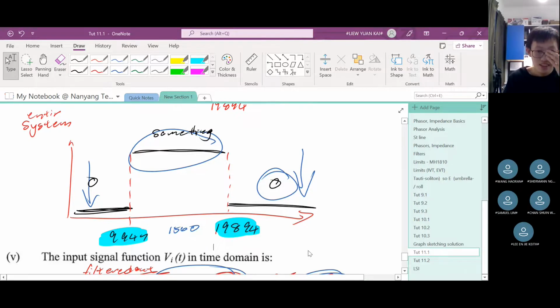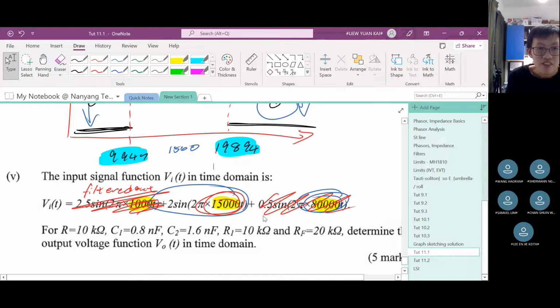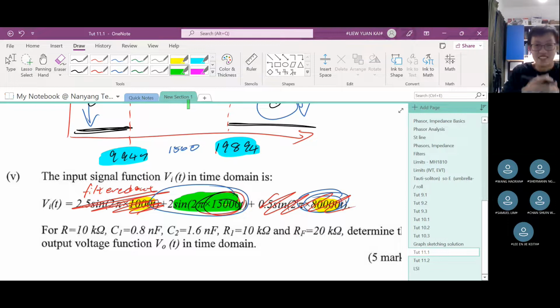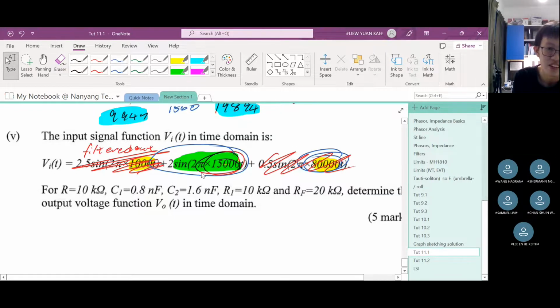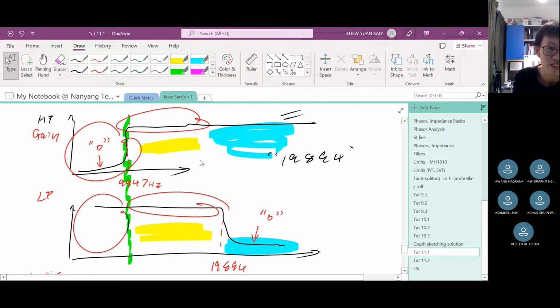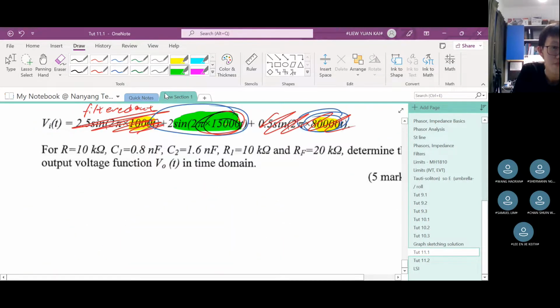Okay, so that means effectively our input voltage has been simplified. It's been simplified to only this anymore. So just now it was that previous long three waveforms, right? Now it's just one of them only because the other two have been filtered out. So now it's much easier to do V out over V in, right?